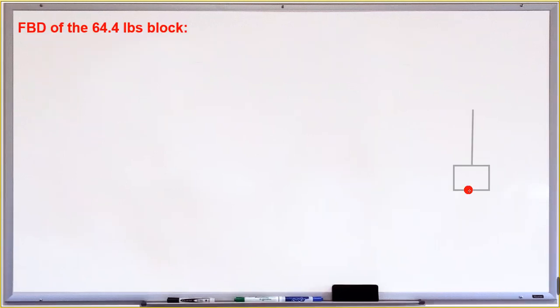So let's start with the FBD of the 64.4 pounds block. So naa sa right side. This is our block, and then there's a rope, no? So obviously the weight of the block acts downward, and then the tension of the rope acts upward. Then we assume that our block will move downward, so this is the direction of our motion and the direction of our acceleration, that is represented by a bar b.